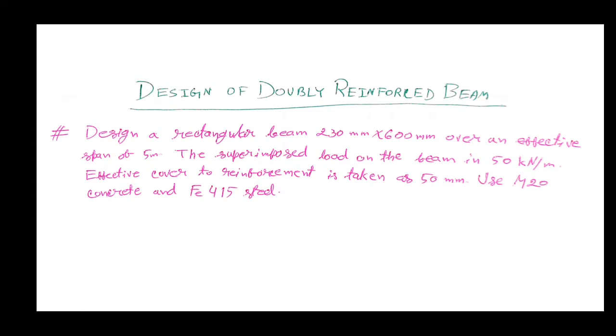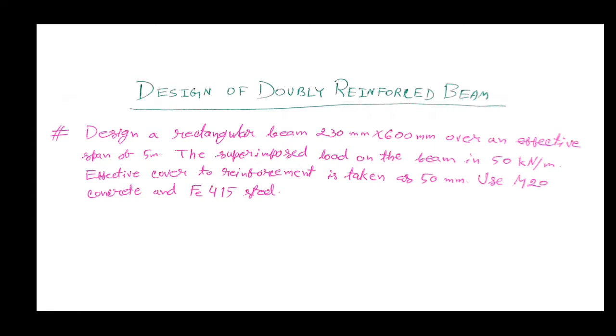Design a rectangular beam 230 mm by 600 mm over an effective span of 5 meter. The superimposed load on the beam is 50 kN per meter. Effective cover to the reinforcement is taken as 50 mm. Use M20 grade of concrete and Fe 415 steel.